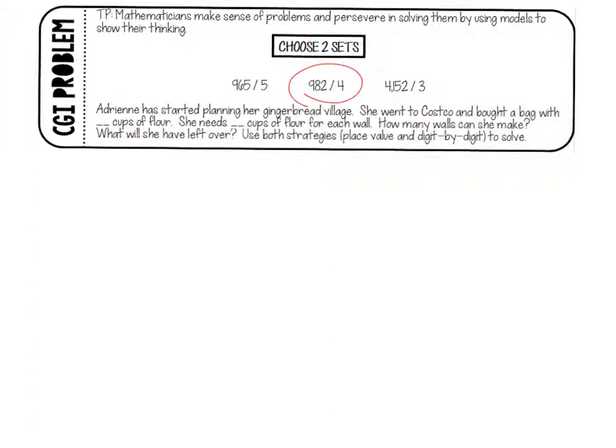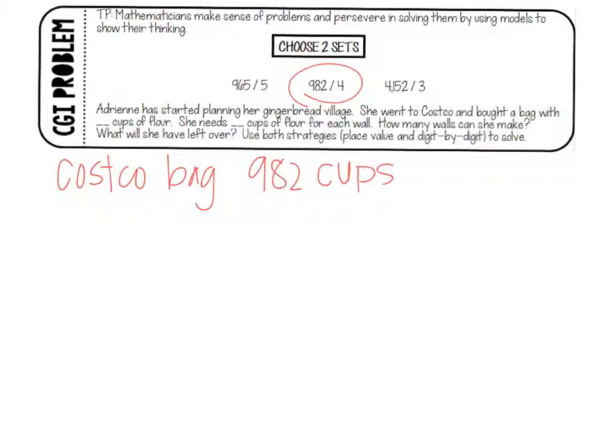Okay. So, Adrian has started planning her gingerbread village. She went to Costco and bought a bag with how many cups of flour? 982. So, I'm going to write Costco bag has 982 cups. Okay. She needs, I like to write down my information. She needs how many? 4 cups.